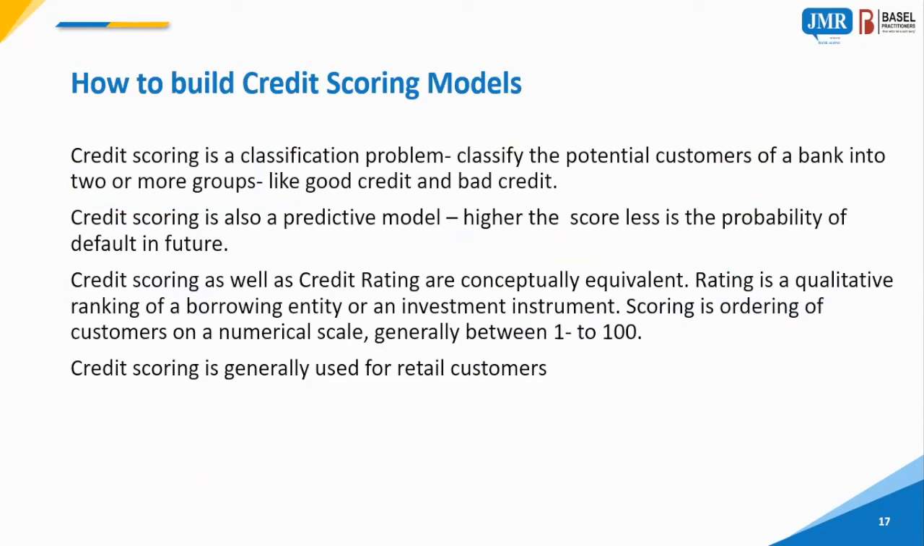See, the point is, what are the steps you have to take for credit scoring models? Credit scoring is a classification problem, of course, as you are giving your marks from 1 to 100 or 1 to 10, whatever you decide. So it is a predictive model: the higher the score, the lower the probability of default in the future. Credit scoring and credit rating are conceptually equivalent. Rating is sometimes done by giving a score, and then you decide which score should be classified as AAA. So that is also a use of the credit scoring model. Next slide, please.